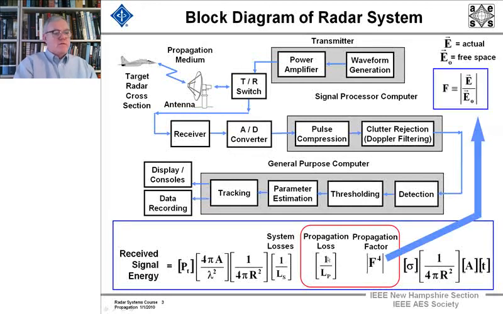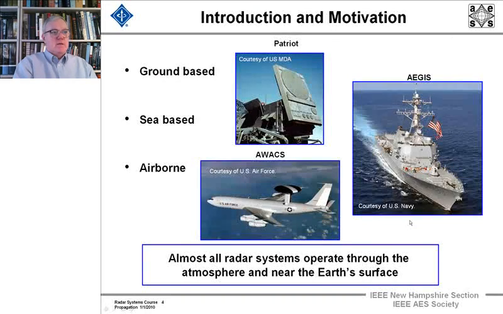Now, the loss factor in the system losses, there is a loss factor due to the propagation itself. Just the fact that all things being equal, the signal will attenuate in the atmosphere, and that has to be put into play. But also there's another propagation factor, which is the fourth power of the ratio of the actual electric field that's in space to the free space electric field. And we'll see in a couple of minutes what physical effects go into making that F factor different than 1. That's what we'll be studying in this lecture.